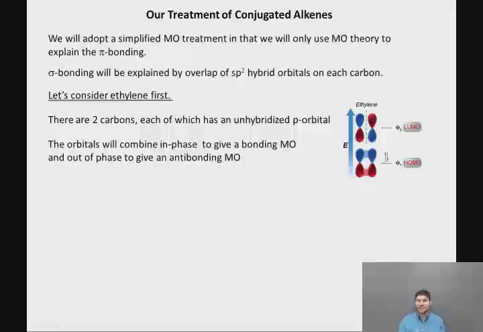on the right of your screen here, you have the blue lobe on one carbon atom overlapping with the blue lobe on the other carbon atom. So this in-phase combination gives a bonding molecular orbital, and the out-of-phase combination, where the blue is next to the red, so they cannot overlap or combine constructively to form a bond, is then an anti-bonding molecular orbital.